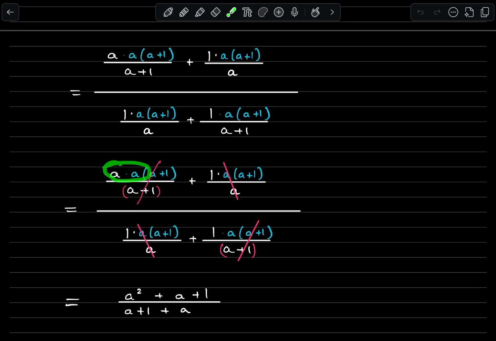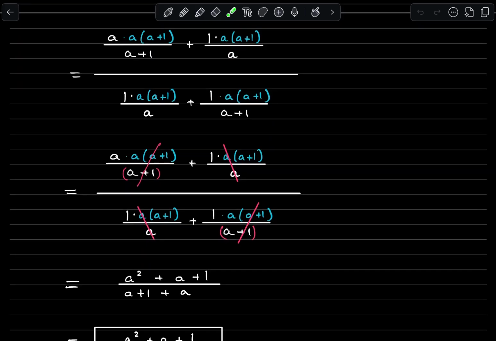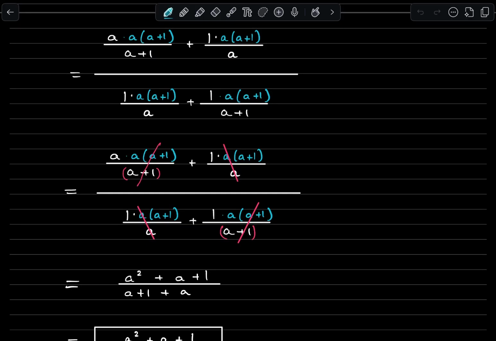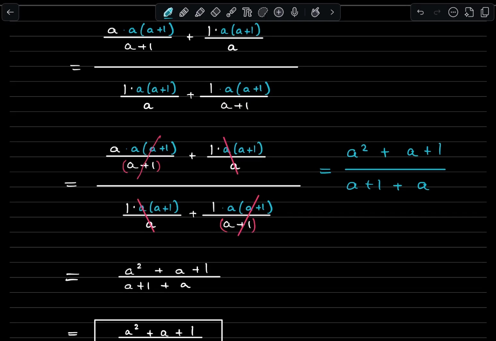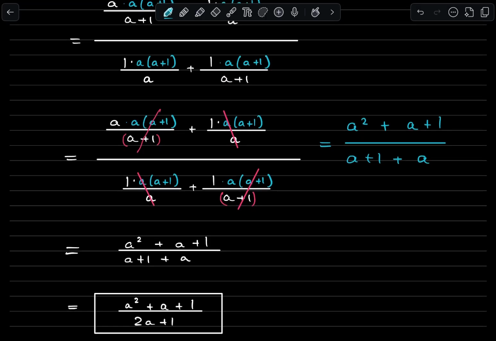Well, we'll have a times a, which is going to become a squared. And then we still have an a plus 1 over here. Okay, so we're going to be adding that a plus 1. I should note, so there's no more denominators here, right? So this, sort of the intermediate step here, is going to be, the top is just going to be a squared plus a plus 1. And the bottom is just going to be a plus 1 plus a. Okay, so that's what we were dealing with here. Okay, that's exactly what we see here.